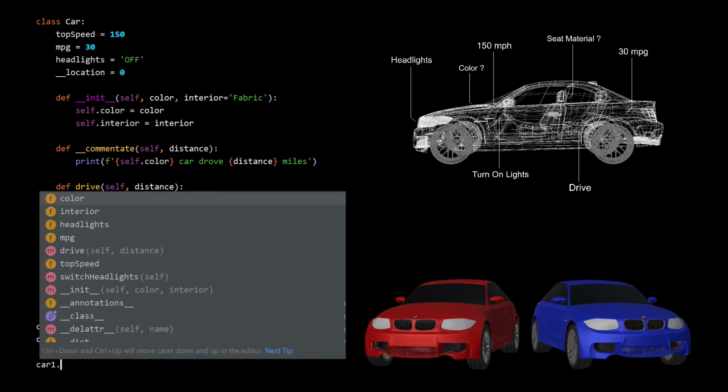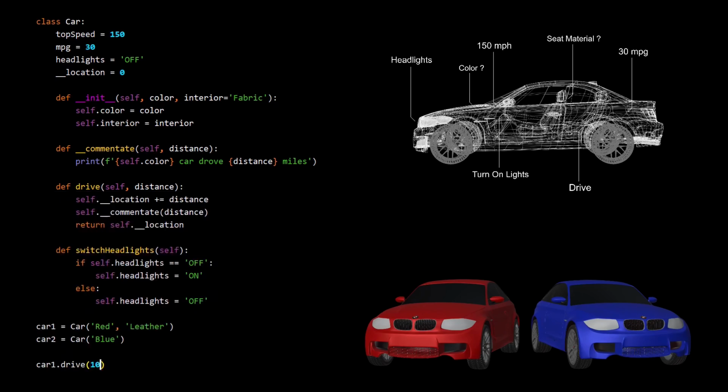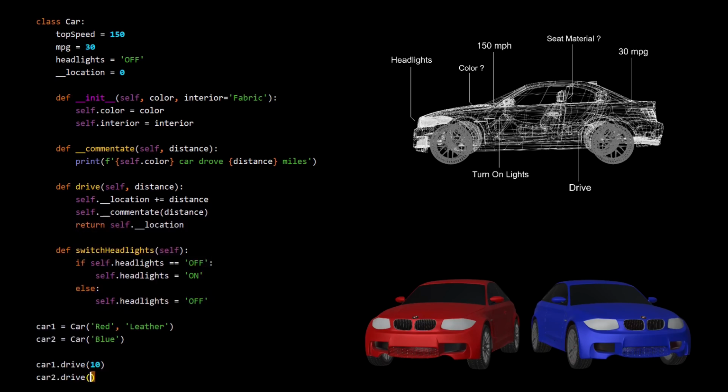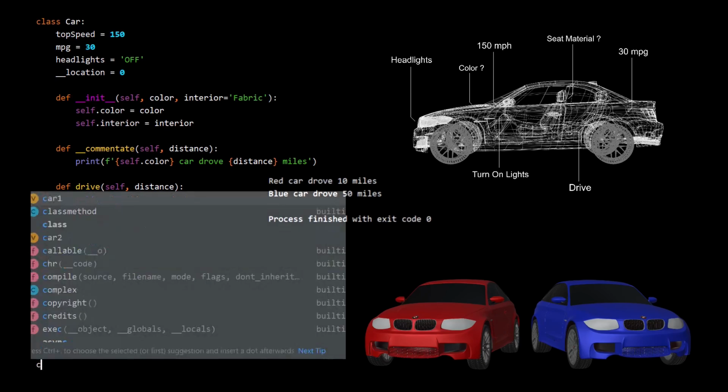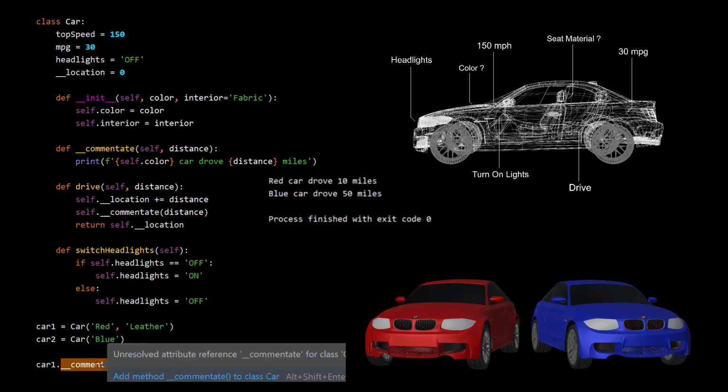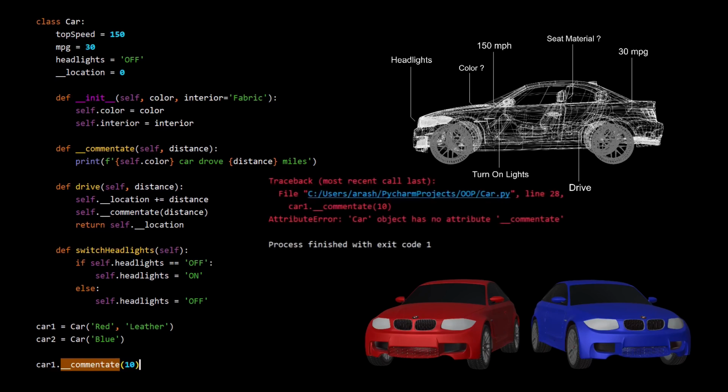So let's try this out. If I write car1 drive 10 and car2 drive 50, then I expect to see red car drove 10 miles and blue car drove 50 miles. So what happens if I try to directly call the commentate method? Since I'm calling a private method, I expect to see a warning from the editor. So it's saying this attribute is unresolved. And if I try to print this out, I get a nice error telling me the same thing basically.